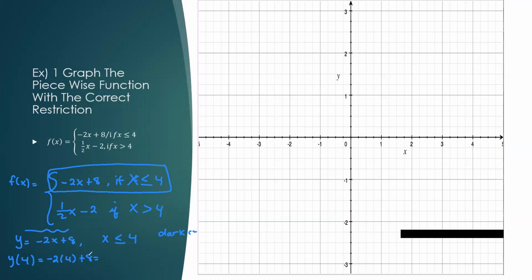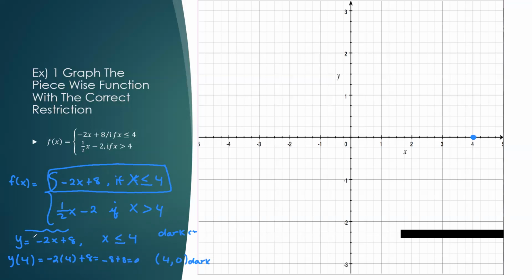And what does that give you? That gives you negative 8 plus 8, which is 0. So you have a coordinate at (4, 0). Now, keep in mind, because it has an equal sign, it's going to be a dark point. So go ahead and plot (4, 0). (4, 0) is right here, and then you can use a dark circle.